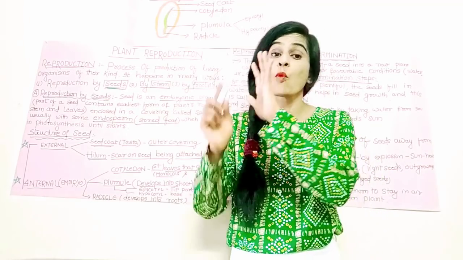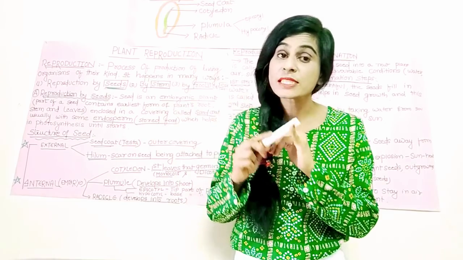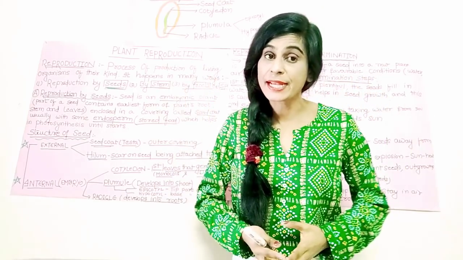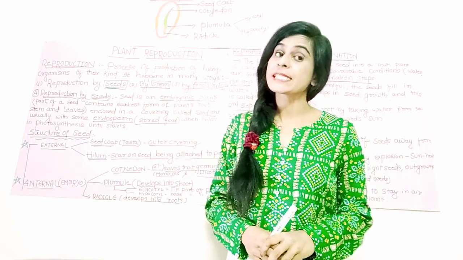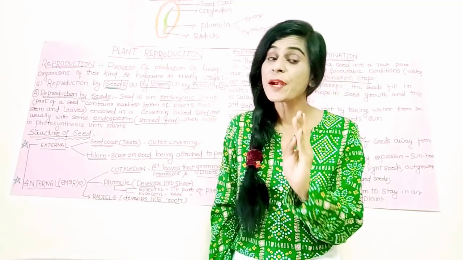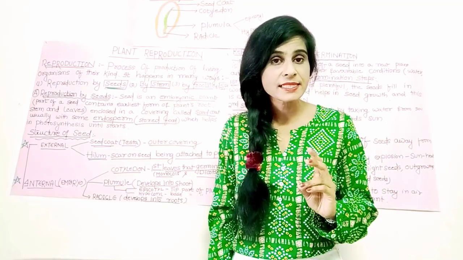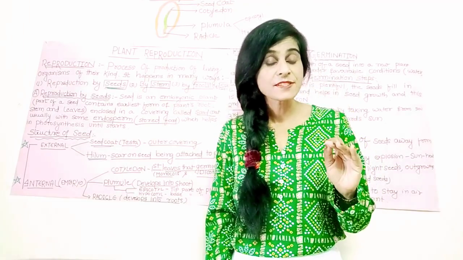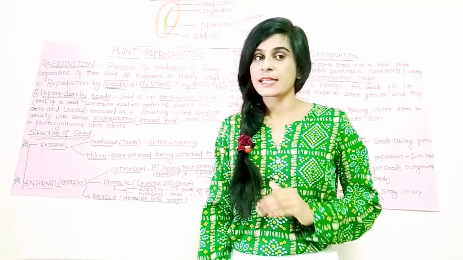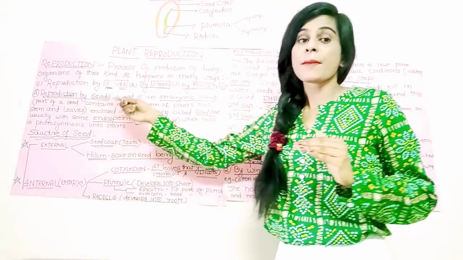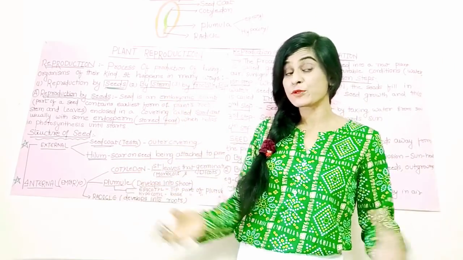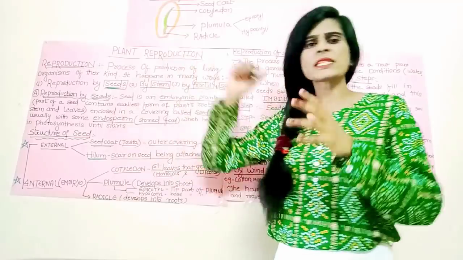Once again, what does reproduction mean? The process of production of living organisms of the same kind to continue the species is called reproduction. Plants reproduce by seeds, by stem, by leaves and by spores. One by one we will be discussing them. First one, reproduction by seeds. How do plants increase in number by seeds? First let me know what a seed is.